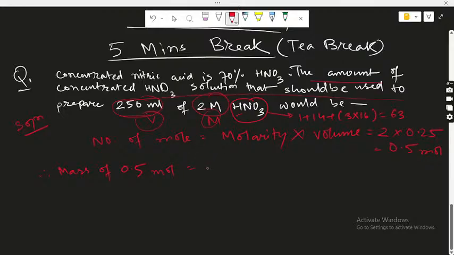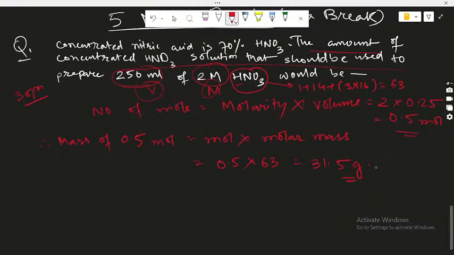So we can directly multiply the moles, that is 0.5 mole, by the molar mass of HNO3. So 0.5 into 63 will give us 31.5 gram. This is the mass of HNO3 that is present in 250 ml of 2 molar HNO3.